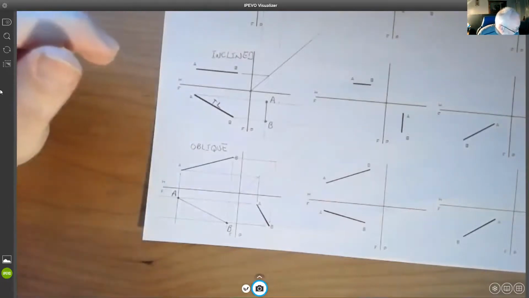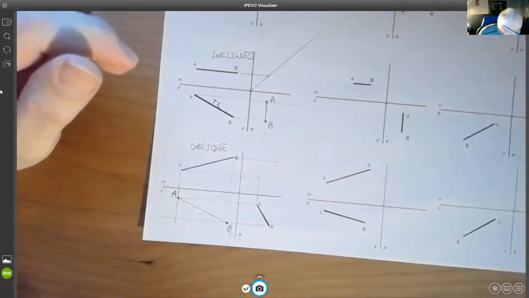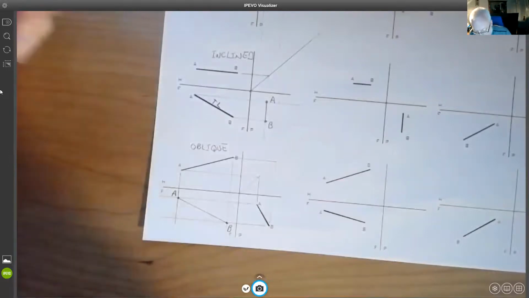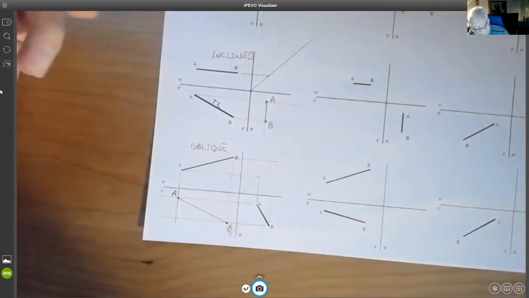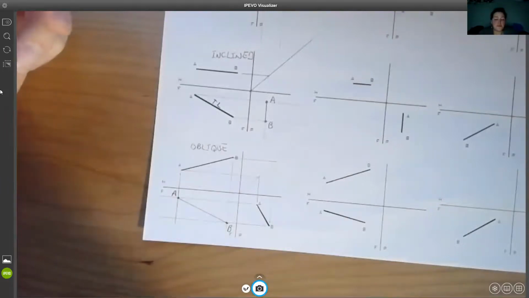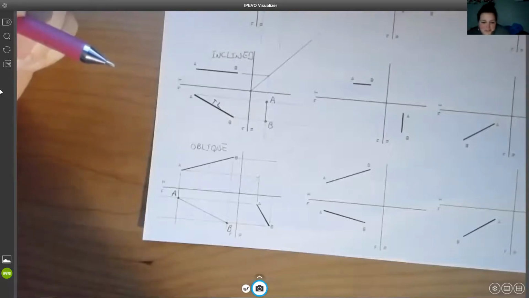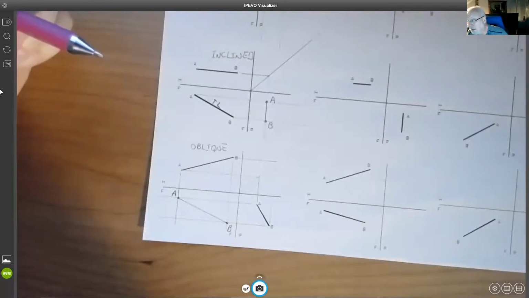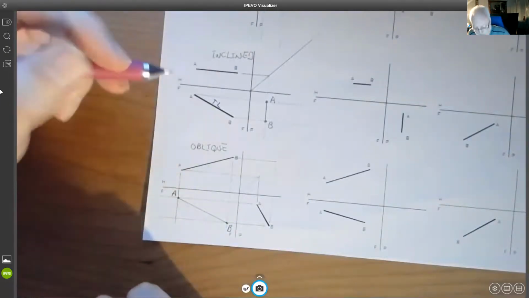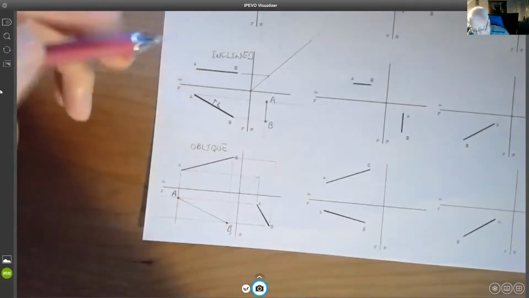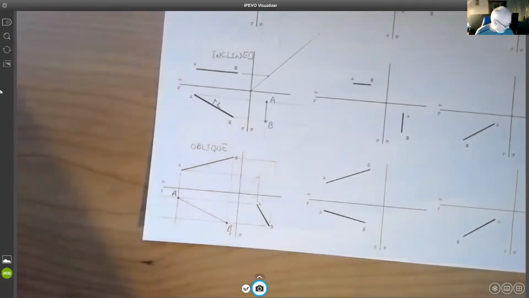Let's see. Melissa, which one of these, or any of them, do they need to be labeled as true length? I don't know. I was dreading you picking me for that. Are any of them true length? No, they're not. Okay, I didn't think so. Obliques do not have true lengths in any of them. So only normals and inclined have any kind of projection or any kind of true length.